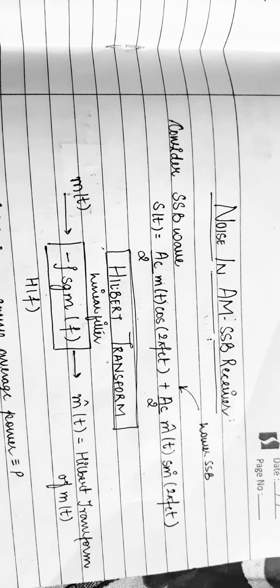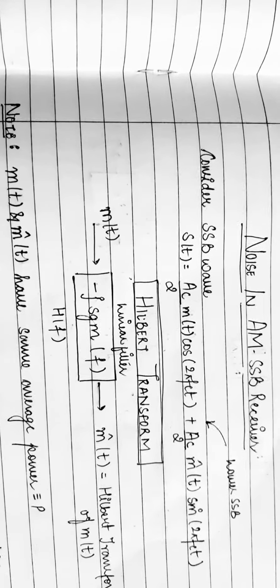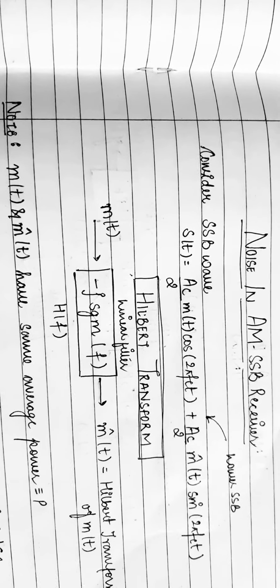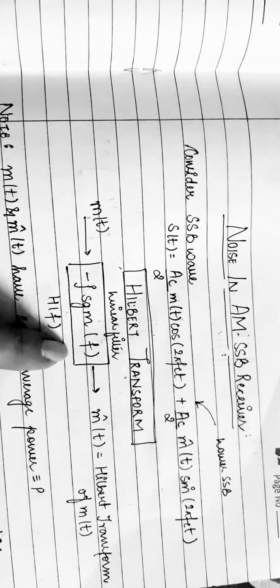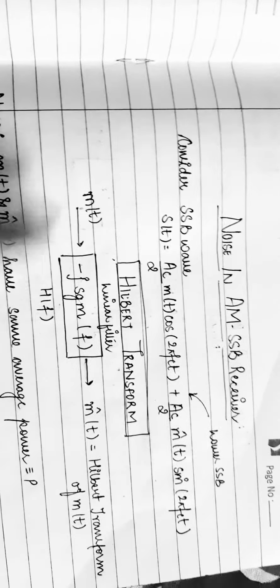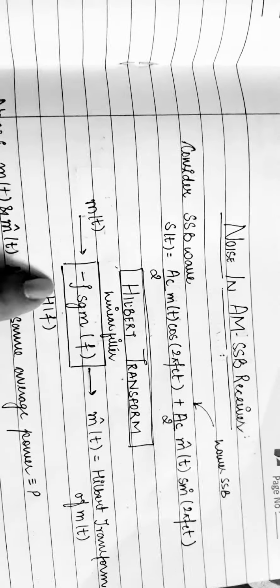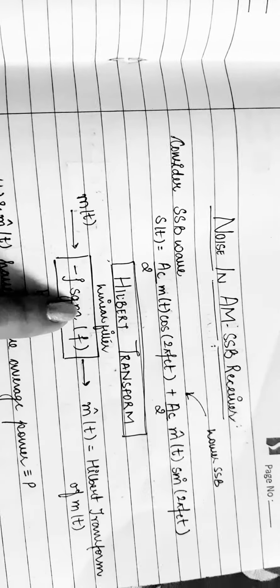From here we can see we have used m^(t). For m^(t) we used a Hilbert transformer. So m^(t) is the Hilbert transform of m(t), that is the message signal. The Hilbert transform is a linear filter represented as a signum function, that is -j sgn(f). If we have an input m(t) and it is passed through an LTI filter of h(f), the Hilbert transform, then we get m^(t), that is the Hilbert transform of m(t).